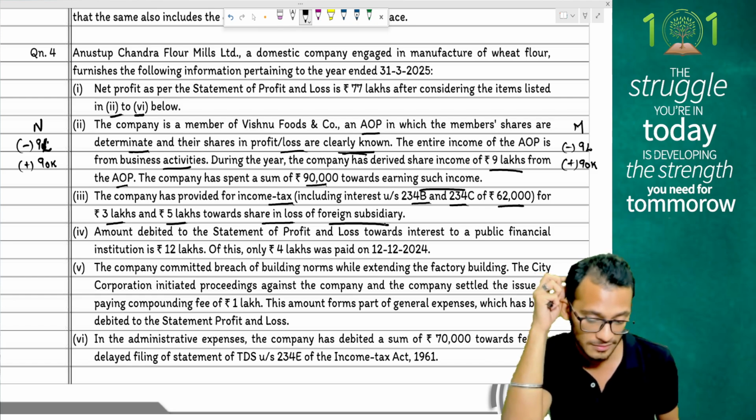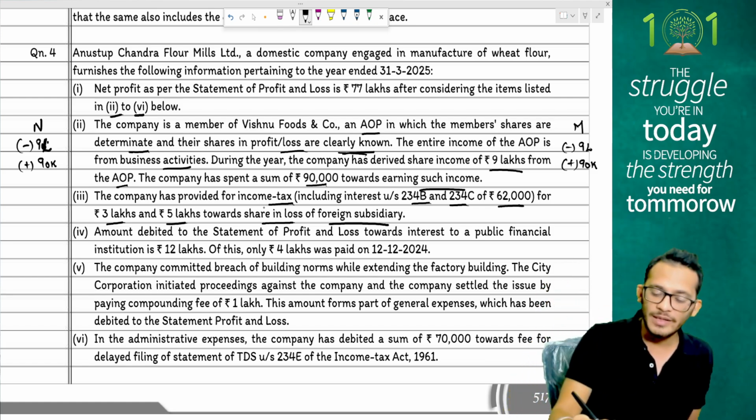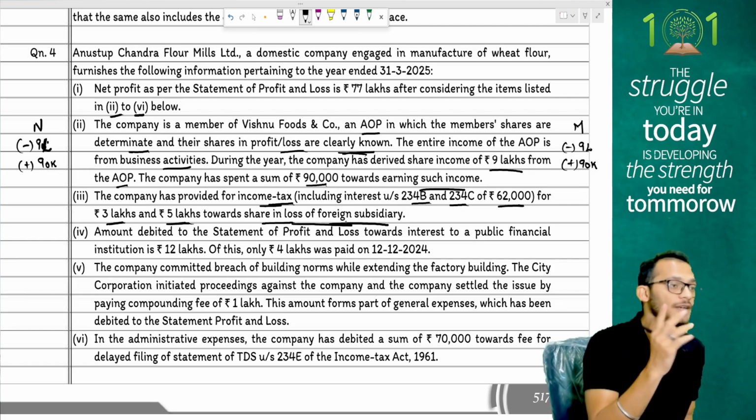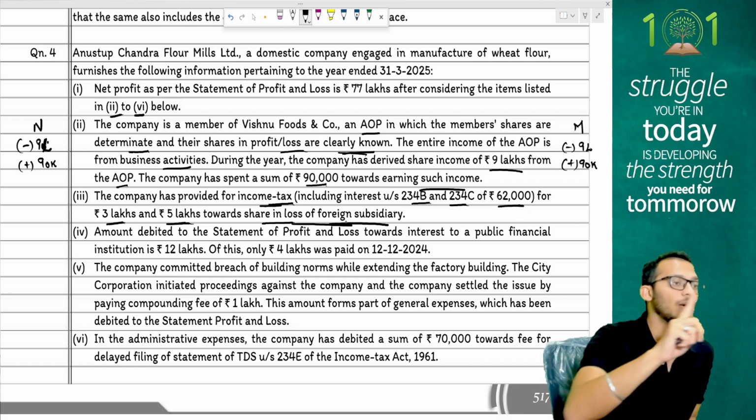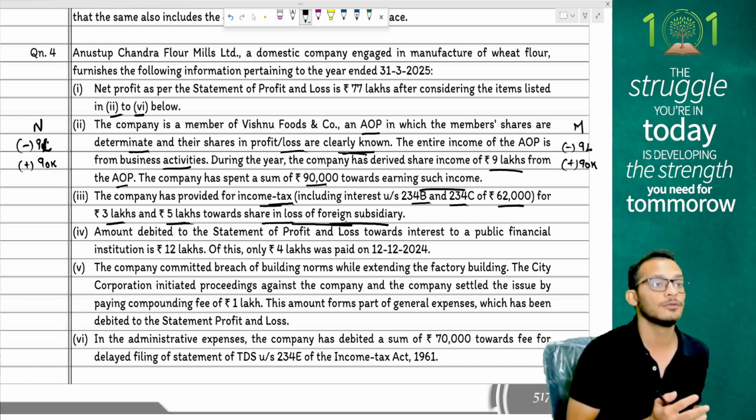Why are there two numbers? Oh, two different transactions. Okay. So income tax is 3 lakhs and 5 lakhs is towards share in loss of foreign subsidiary. So two different transactions, people. Point number one is 3 lakhs of interest and tax, both. People, which one is not allowed? Both are not allowed. At which point of time are you claiming tax payments as a deduction?